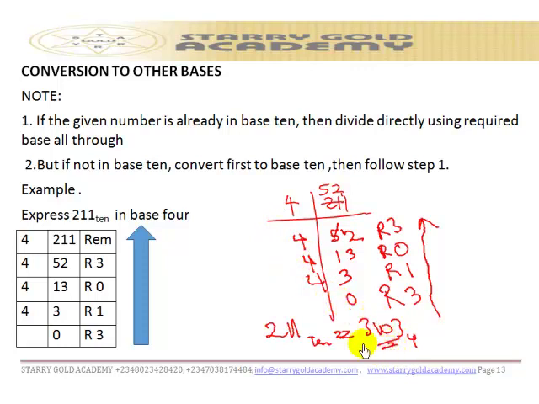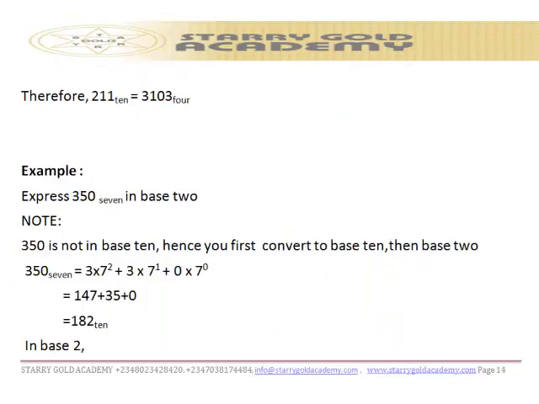Now, but what about when the number you are given is not in base 10? If you are given a number that is not in base 10, then the first thing you do is to convert it to base 10. Now, look at what we are looking at. We have 350 base 7, convert to base 2.